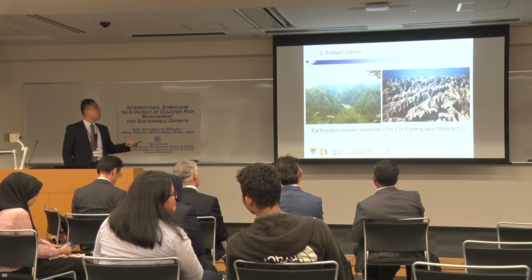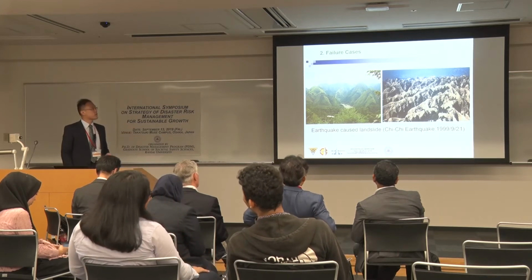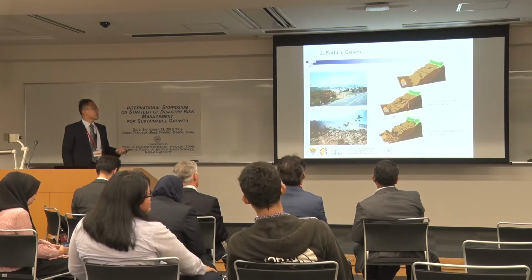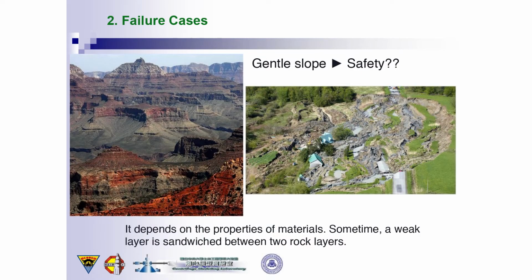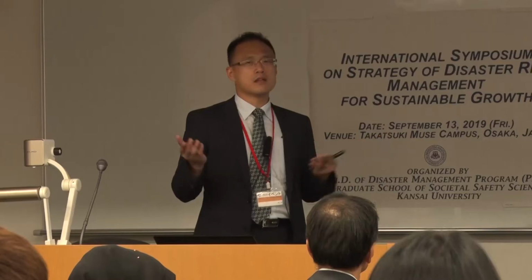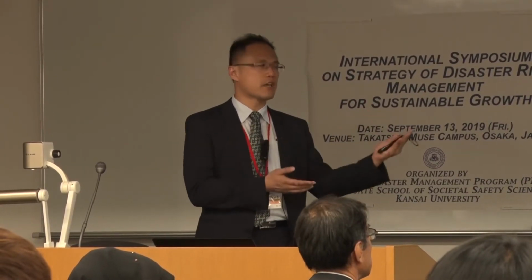So this is before and after the Gorkha earthquake. You can see that it was triggered by a lot of landslides. And this is the mechanism of the landslide triggered by the earthquake. So what do you think about what kind of slope is dangerous, or what kind is safe?